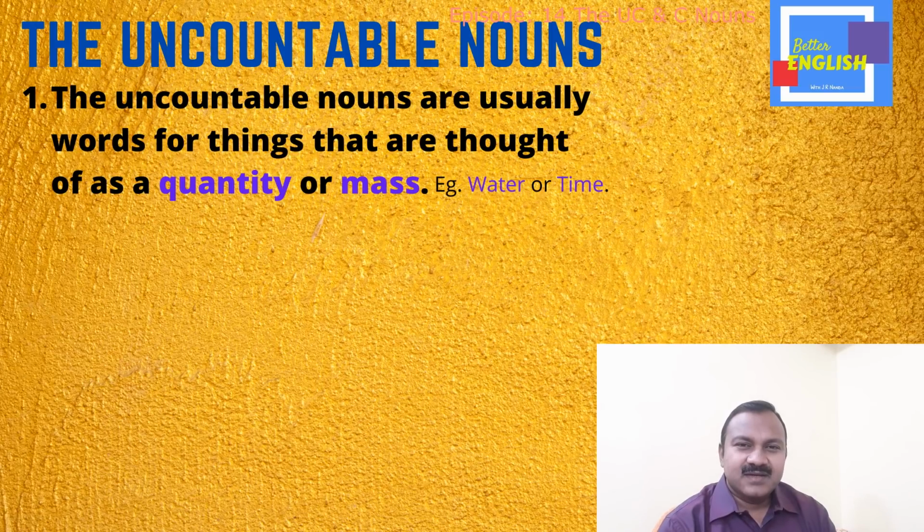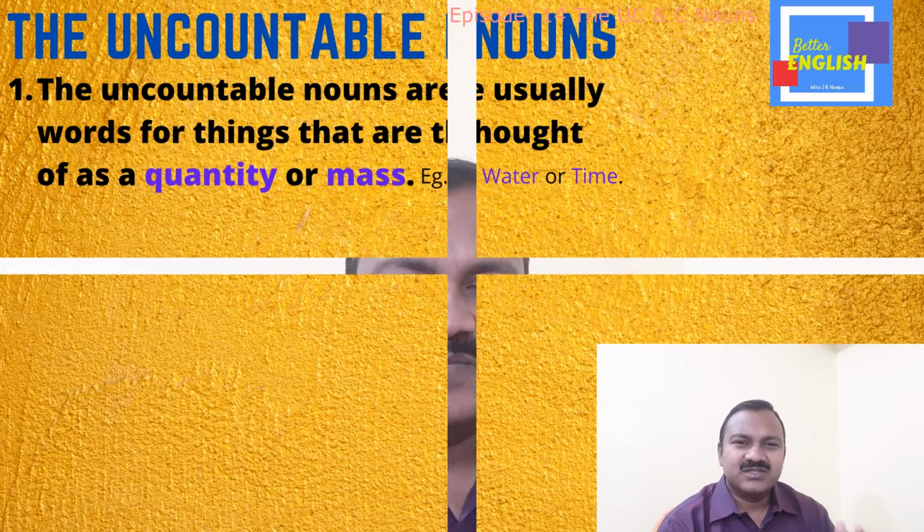Number 1, the uncountable nouns refer to quantity or mass. For example, water or time. You cannot count water. You cannot count time. You can say much water or much time.